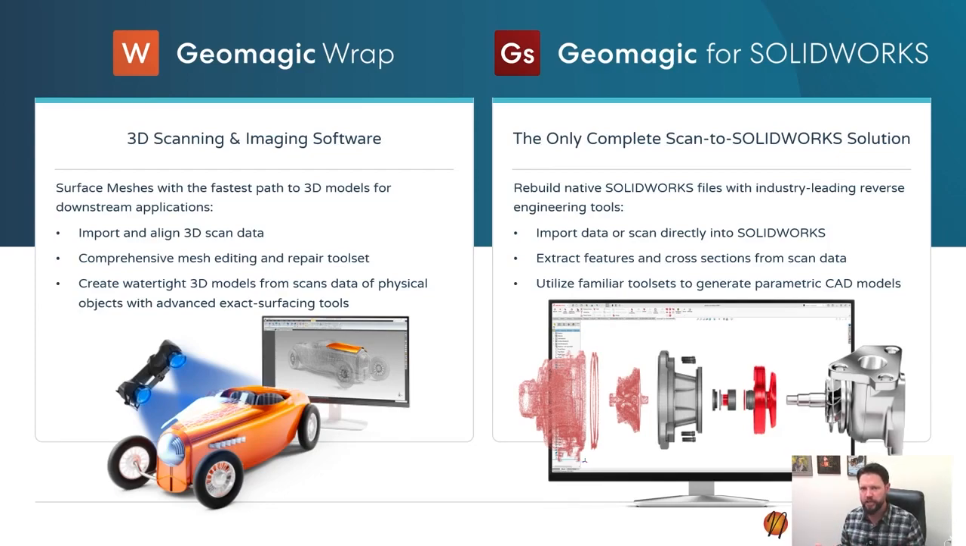Why would you get Geomagic Wrap if you've got these other options? If you need a mesh editor, it is bar none our best mesh editing software out of everything. If you need to make really nice, clean meshes very quickly, it has very, very powerful functions. We can also do direct scanning into it with anybody's solution. So if you have other options, same thing with Geomagic for SolidWorks.